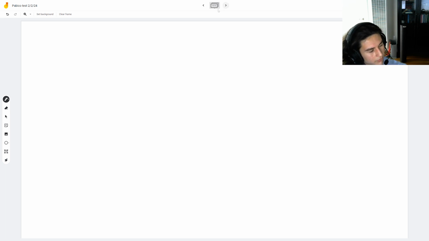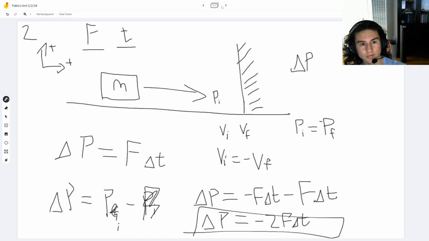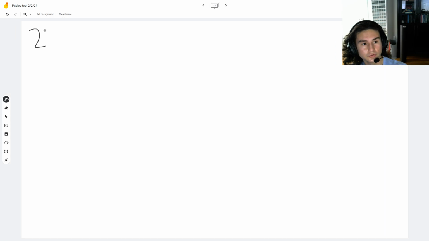I'm trying to think what the second part of this problem was. 2B. Hmm, interesting. I don't remember. It probably had to do with impulse.